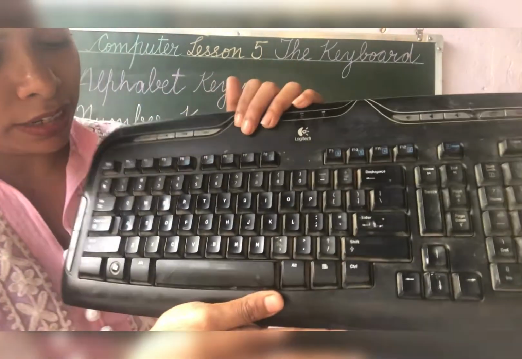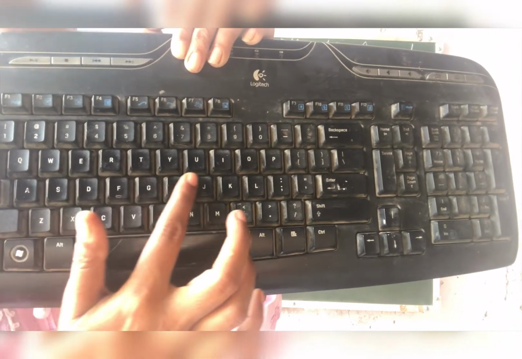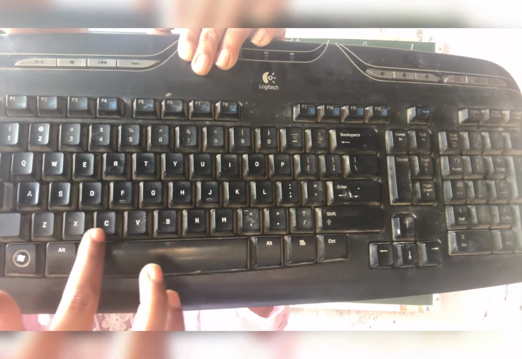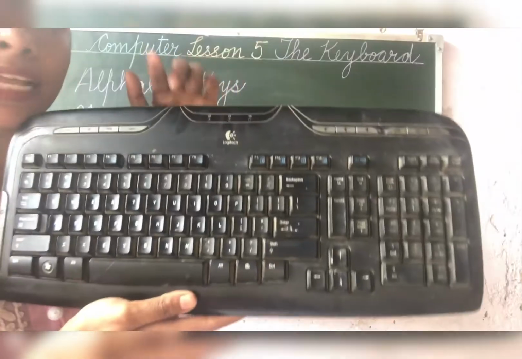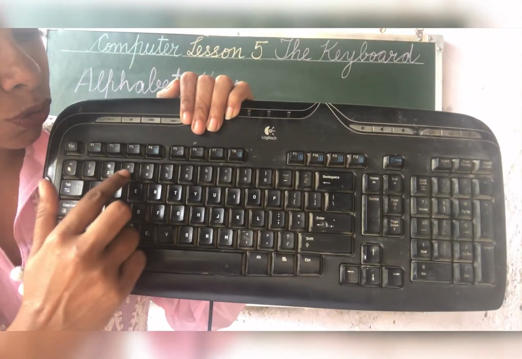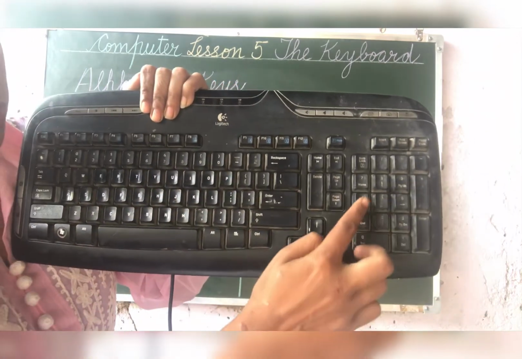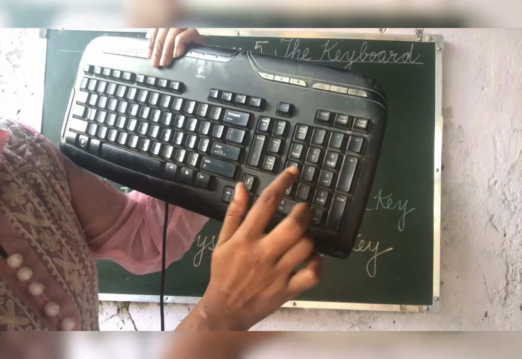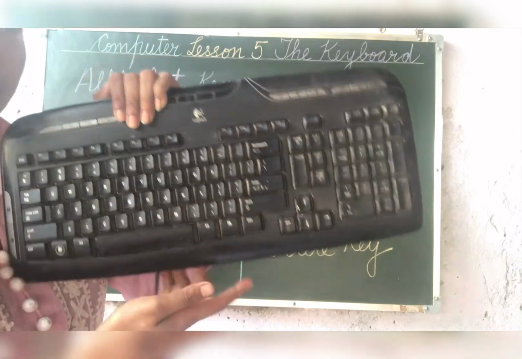Okay, this is keyboard. First, alphabet keys. So children, you can see alphabets here. See, A, B, C, D and all. So these keys are called alphabet keys. Now next is number keys. You can see up here one line, 1, 2, 3, 4, 5, 6, 7, 8, 9 and 0. And here also number keys are there. That is 9, 8, 7, 6, 5, 4, 3, 2, 1 and 0. So these are number keys.